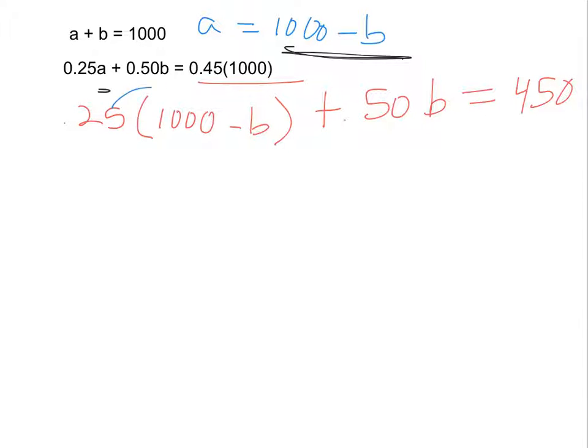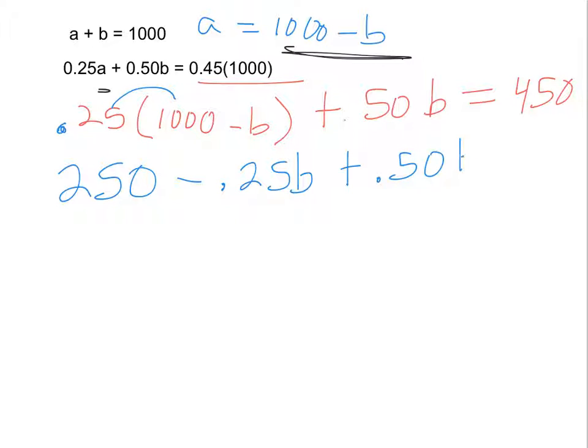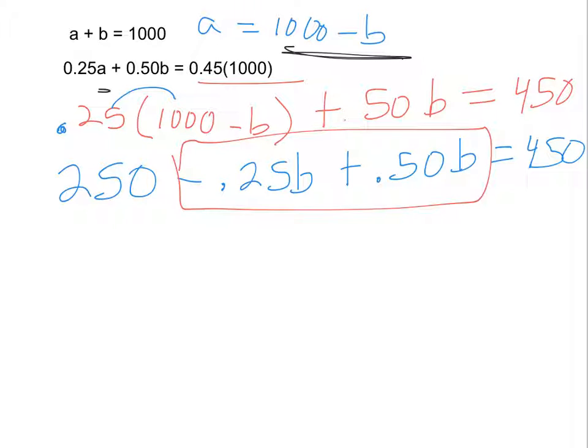Okay, so then we can go ahead and distribute through. 0.25, there's a decimal there, times 1,000 is 250. Okay, 0.25 times negative b is negative 0.25b plus 0.50b equals 450. Once we're here, we're just solving the equation. I can go ahead and combine the like terms here. Need to keep in mind that that's subtracting, so I have 0.25b left. I can subtract 250 from both sides.